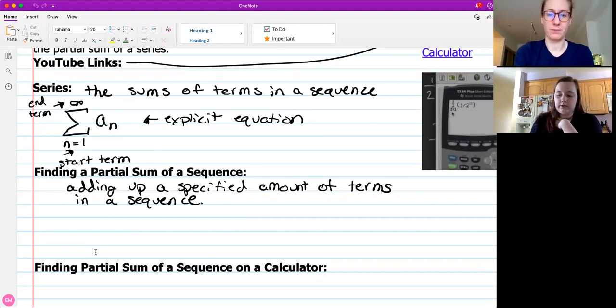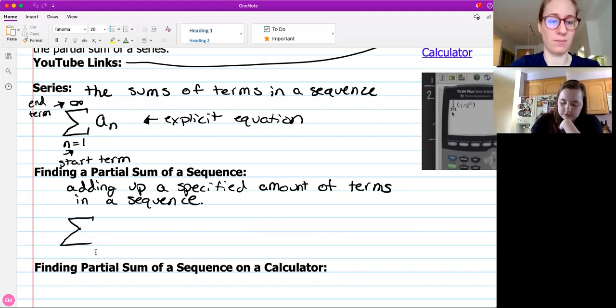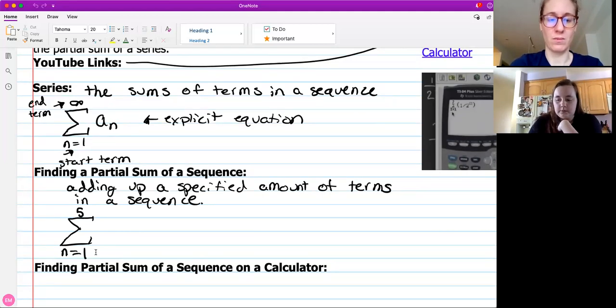So our notation is the same. The only difference is that we will have a number up top. So again, if we want the fifth one, a 5 goes on top. And then we're starting at term number 1, so n equals 1 goes at the bottom. And then you have your explicit equation here.